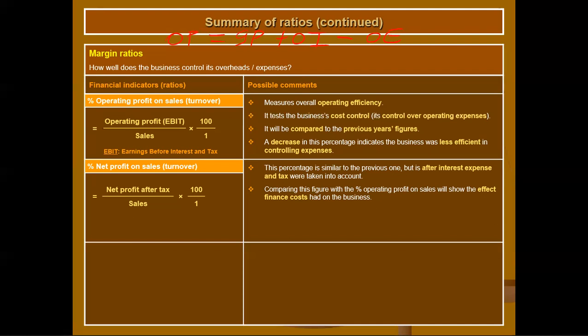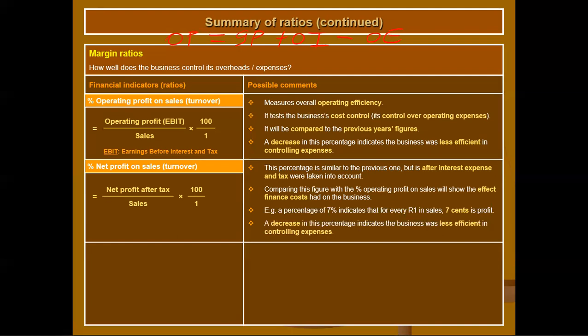Guys, to figure out whether you've been highly indebted as a business, you don't need to look at the balance sheet, okay? Your income statement can tell you if your interest expense is high, then you can tell that we are indebted as a business. And if your interest expense is high, compare your operating profit on sales percentage with your net profit on sales percentage, okay? E.g., a percentage of 7% indicates that every 1 rand in sales, 7% is profit. A decrease in this percentage indicates that the business was less efficient in controlling expenses. More than anything, it was careless in taking more credit.